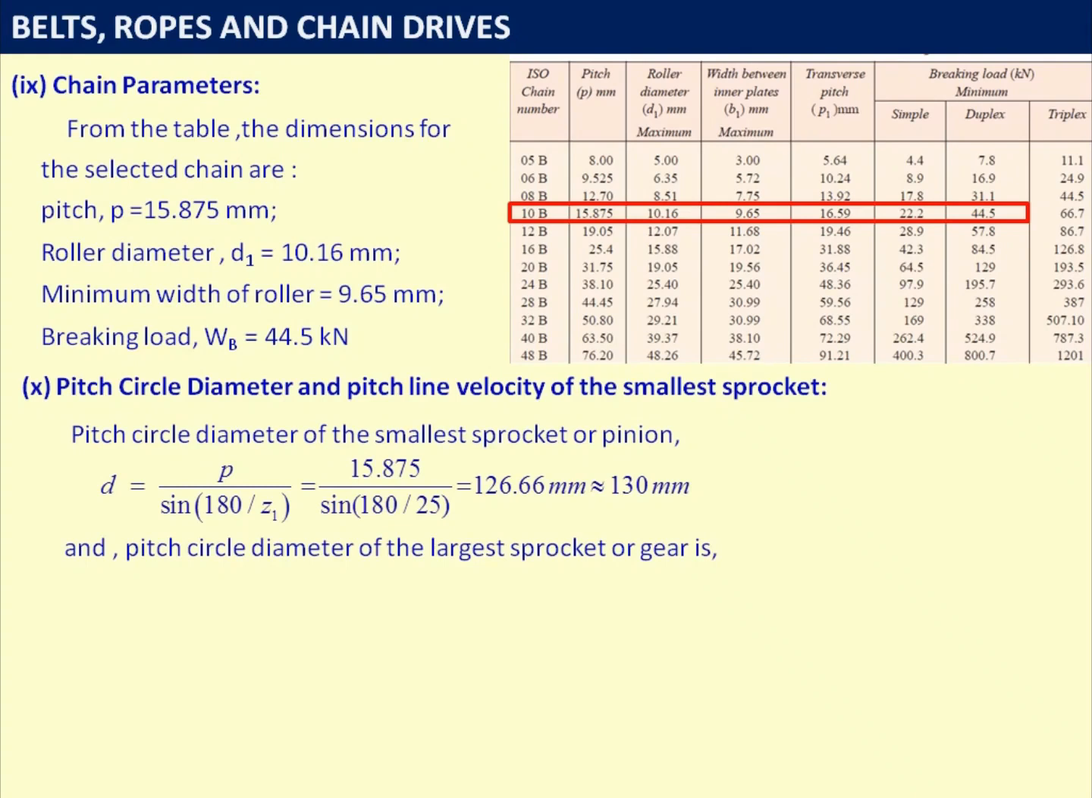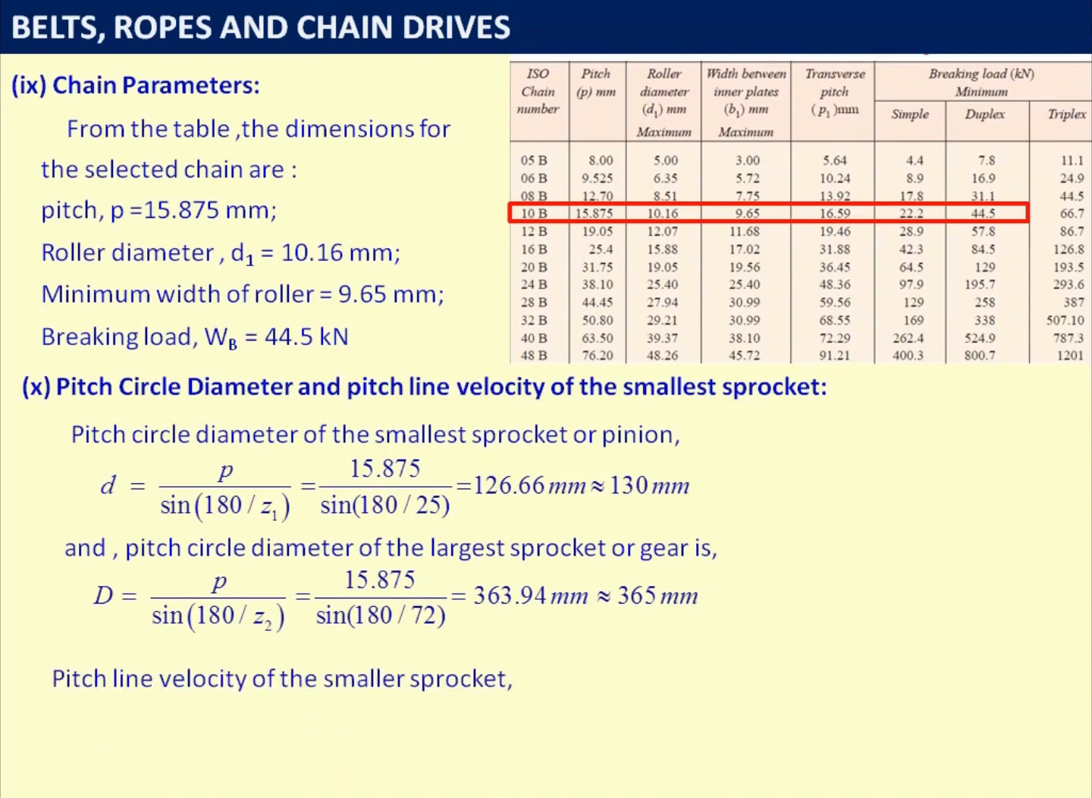The PCD of the largest sprocket or gear can be calculated as capital D equal to pitch upon sine of 180 by Z2, where Z2 is the number of teeth on the larger sprocket. Substituting the values, we get the value of capital D as 363.94 mm. Rounding off to the nearest whole number, we have 365 mm.